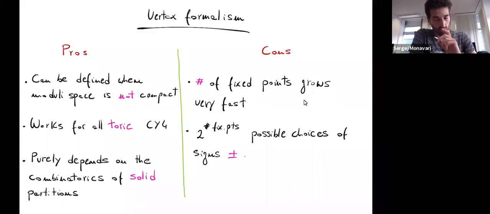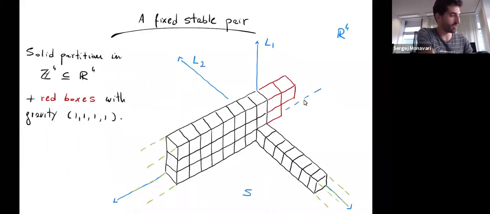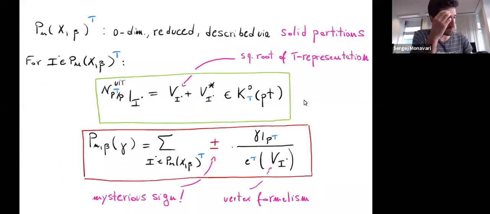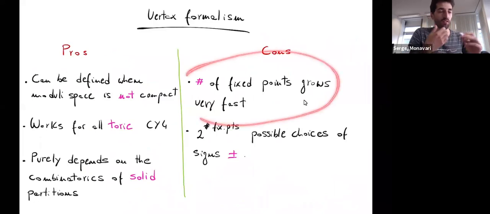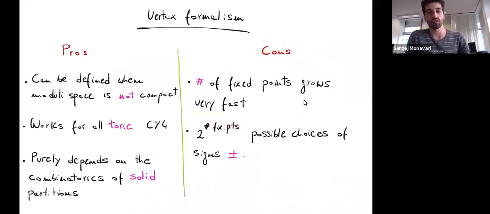The cons, the drawbacks, are the fact that, as you saw before, to every fixed point you have to attach a sign, a plus or minus. And if you don't know how to do that, well, the number of fixed points grows very fast. And you cannot just brute force them, because then you would have 2 to the number of fixed points possible choices of signs. And this is very hard.